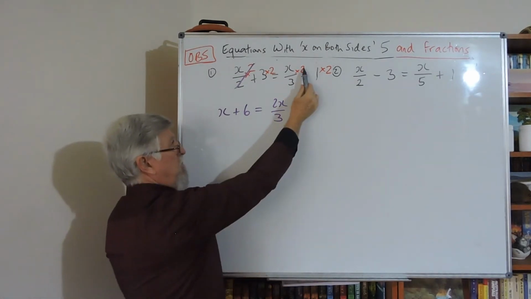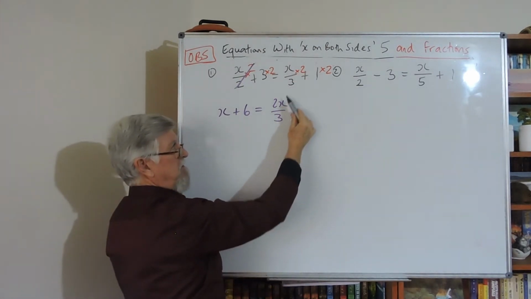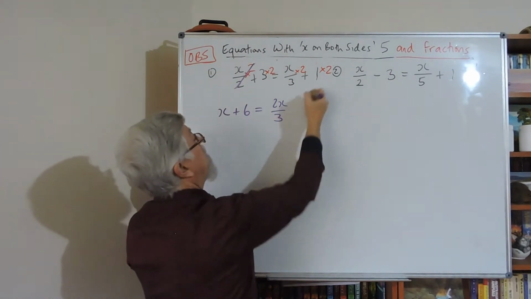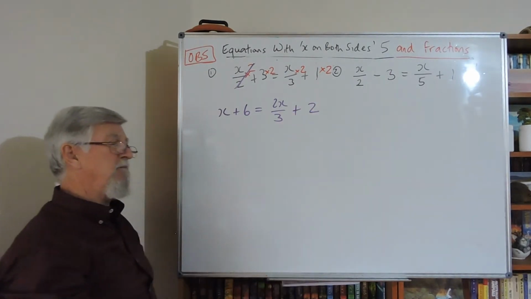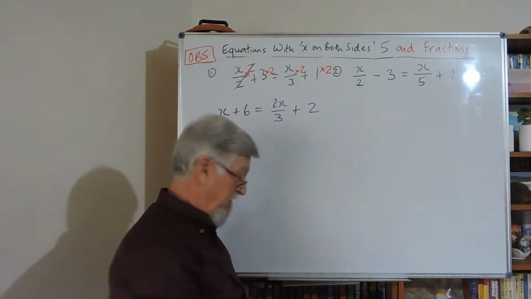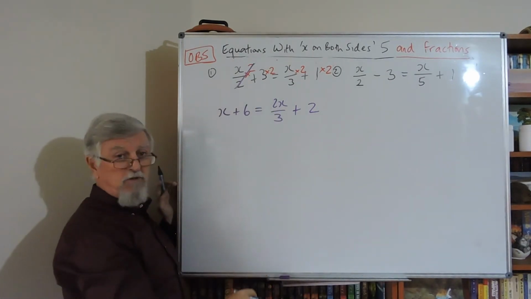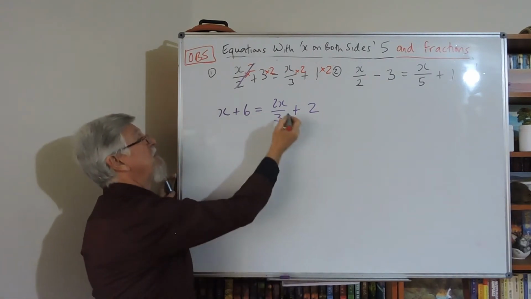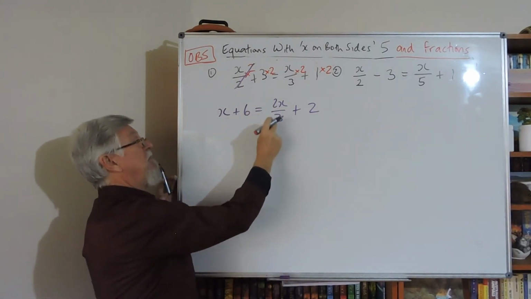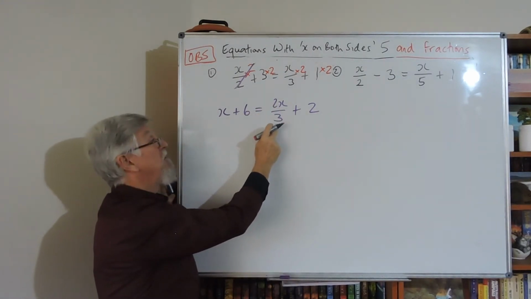So the numerator is 2x, and there's a 3 on the bottom, and the 2 1s are 2. And you go, oh my goodness, I've still got fractions. I've got to get rid of that fraction still. So this time, instead of multiplying by 2, I'm going to multiply by 3. It's a divide by 3, the opposite is times by 3.